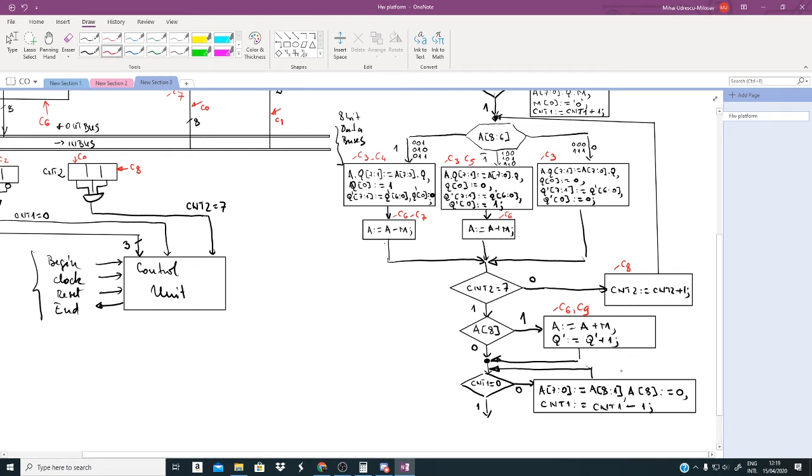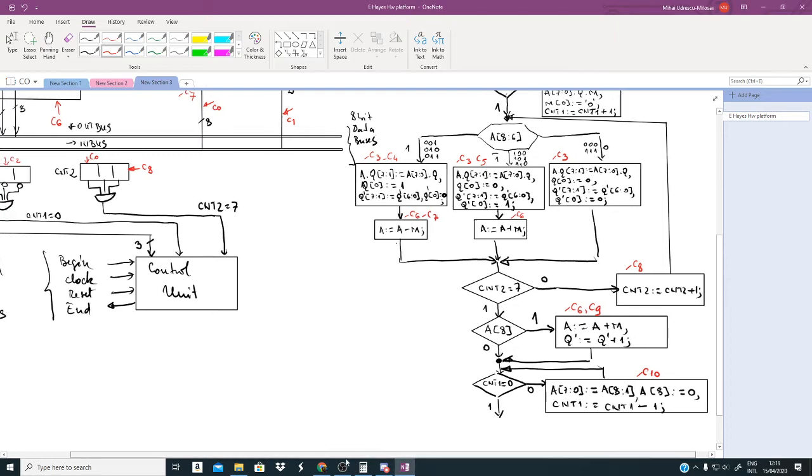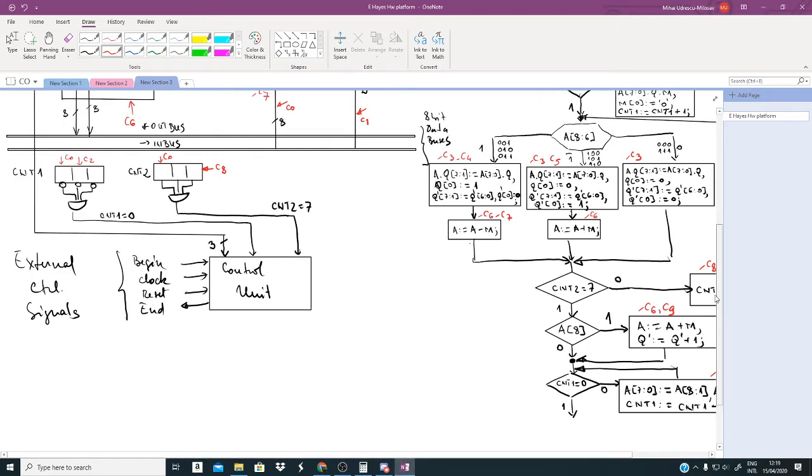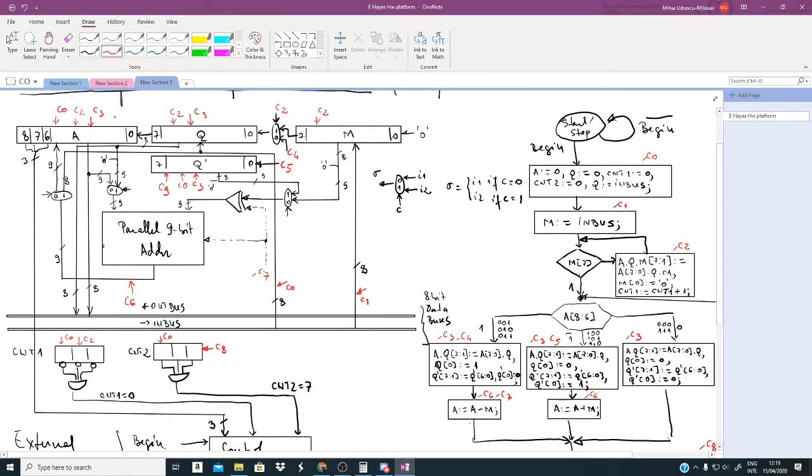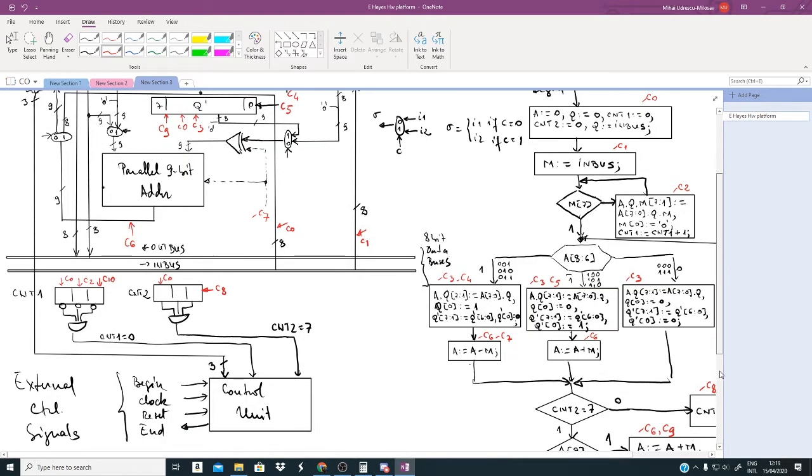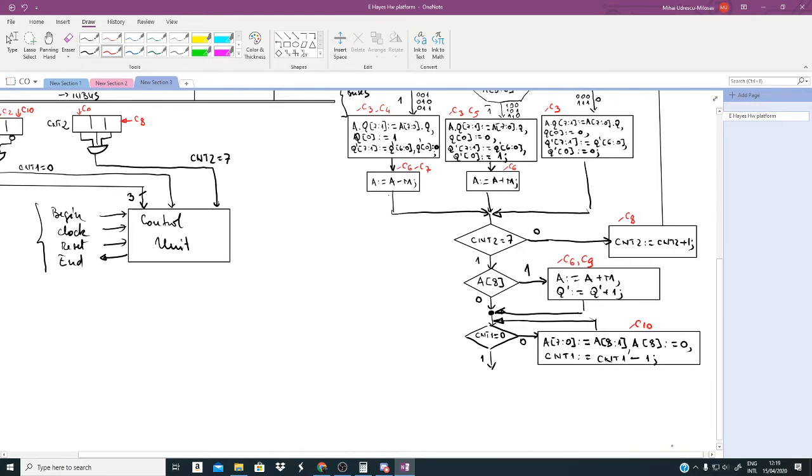Okay, so this is the shift to the right, so I'll use C10 to do this. Right, so this is C10. So with C10, as I said, we are shifting register A to the right. C10. And as I said, CNT1 is decremental. Okay, good. Now, then we make the conversion.